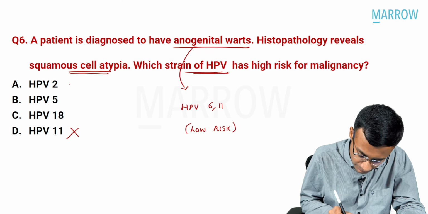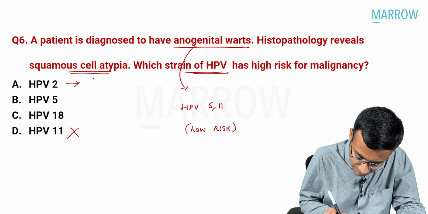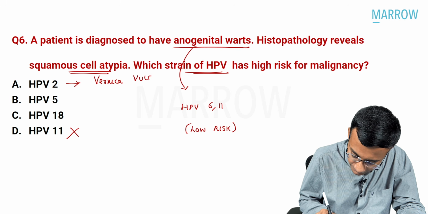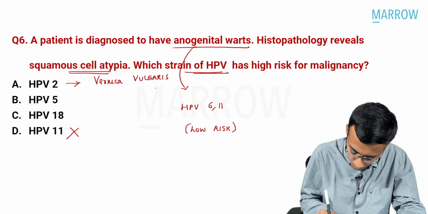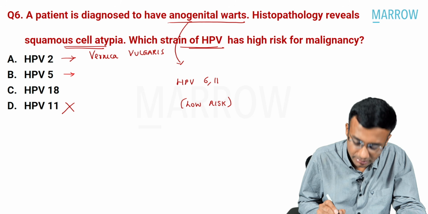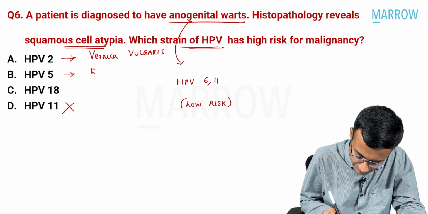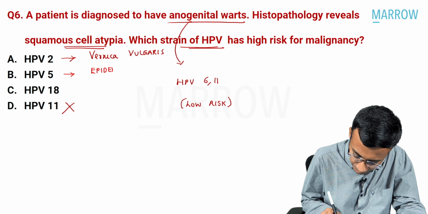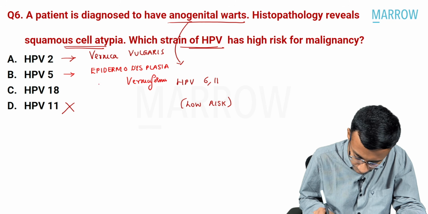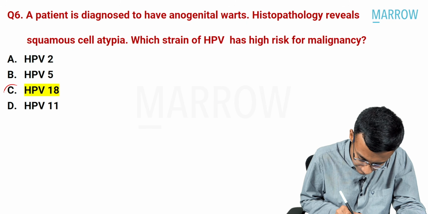What about HPV 2? HPV 2 is going to produce verruca vulgaris. What about HPV 5? Now HPV 5 is implicated in a disorder which is called epidermodysplasia verruciformis. So the correct answer here is HPV number 18.